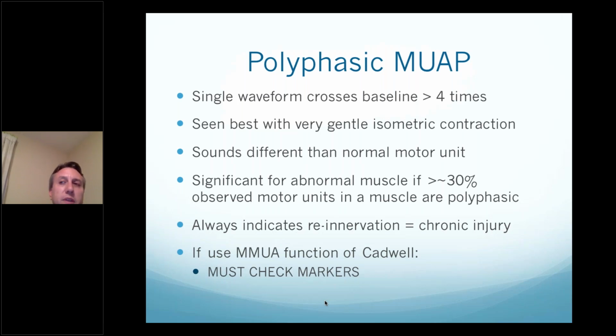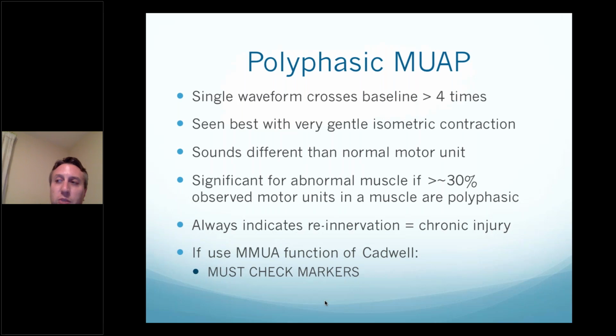So the rule for polyphasics is that if you see more than 30% of them within a given muscle, that always indicates reinnervation. That indicates the muscle is trying to heal itself, so it is a sign of a chronic injury. That's important to differentiate. Say a person had surgery in their past, or had an old injury and now re-aggravated it: is it just a re-aggravation or is it something new? It's important to see the polyphasics because they tell us the chronicity of the injury.